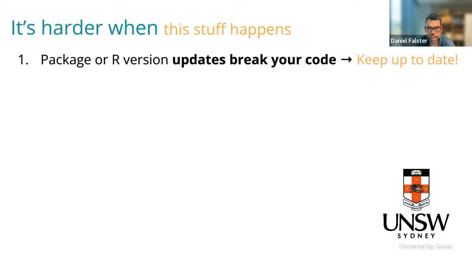So the first one, and you're probably all familiar with this, is that you update R and you update a version of a package, and your code, which used to run, breaks and no longer keeps working. One strategy I've seen people use is to freeze themselves in a version of R and packages from several years ago to make sure their stuff always works and you therefore never encounter this problem. I'm of the other approach. I always update stuff, and I like to keep up to date.